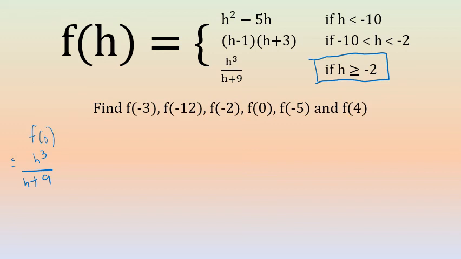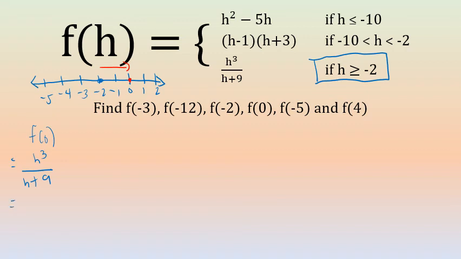Okay? So let's say we have here our partition plane. So you have here your 0. This is 1. This is 2. Negative 1. Negative 2. Negative 3. Negative 4. Negative 5. So this is negative 2. Negative 2 is here. And 0, nasaan si 0? Nandito siya. So nasa to the right siya ng negative 2, meaning it is greater than negative 2. So what we will be using is the third interval or the third subfunction, h cubed over h plus 9.